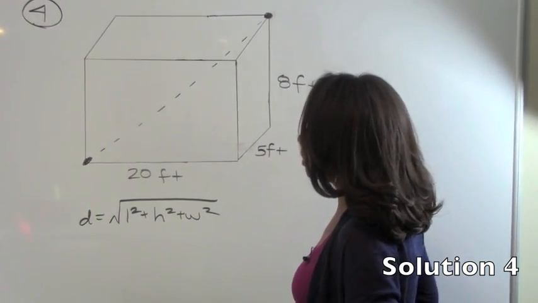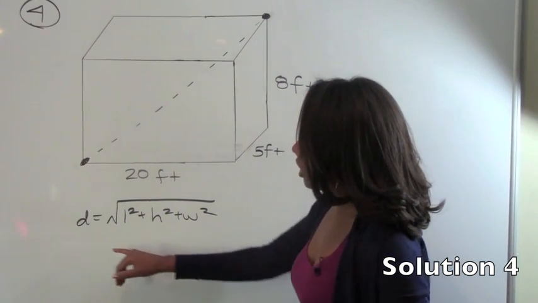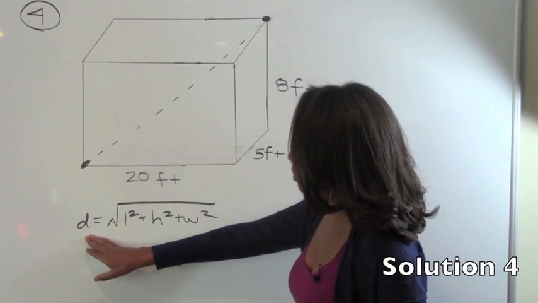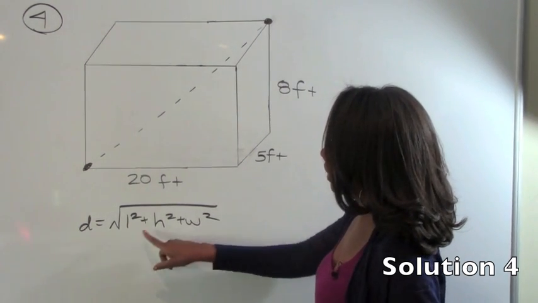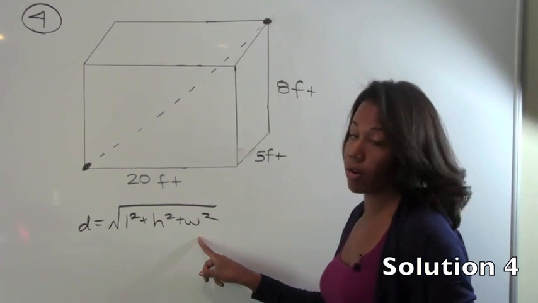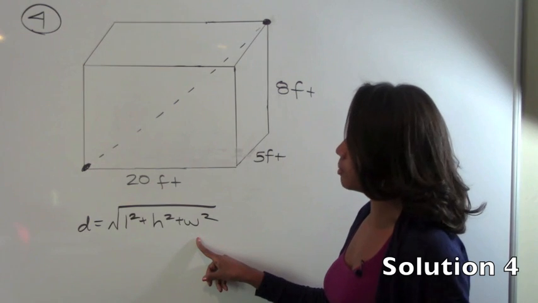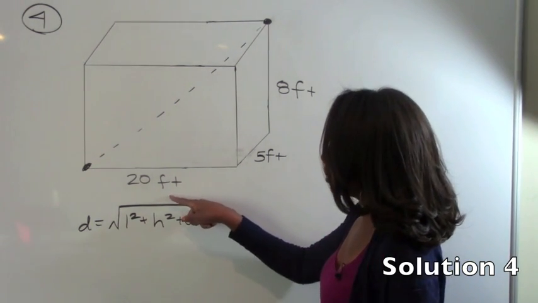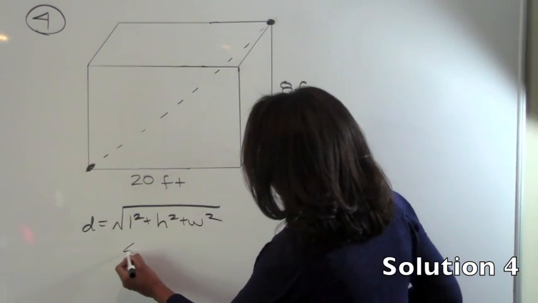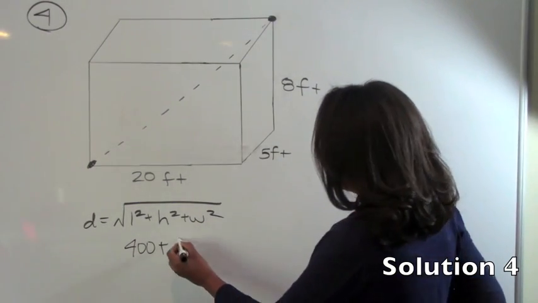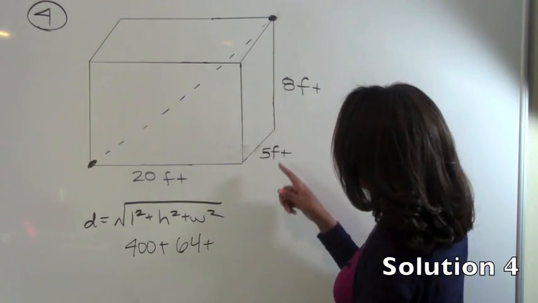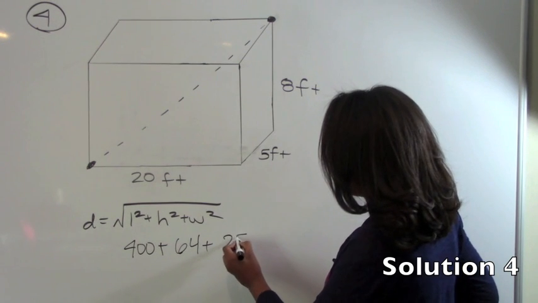Okay? Now the formula for the longest diagonal in a rectangular prism is the square root of the sum of the length squared, height squared, and width squared. Once you know this formula, it's a simple plug-in problem. So the length squared would be 20 squared, which is 400. The height squared is 8 squared, which is 64. And the width squared is 5 squared, which is 25.